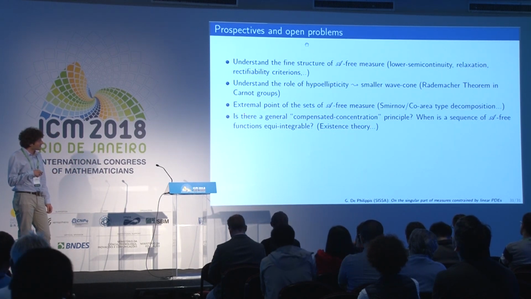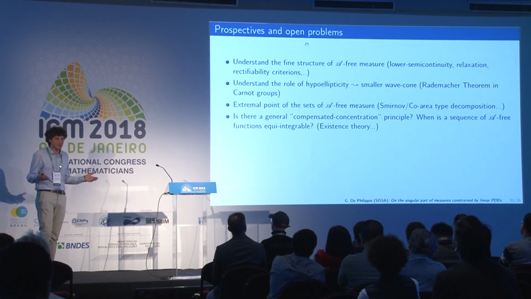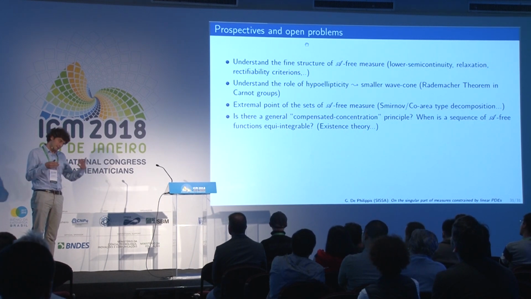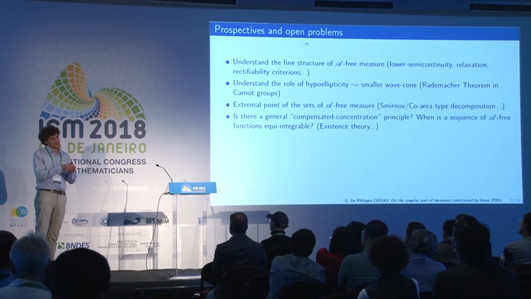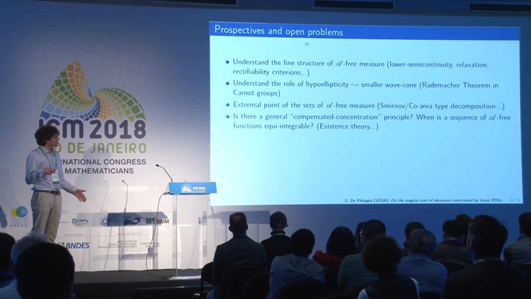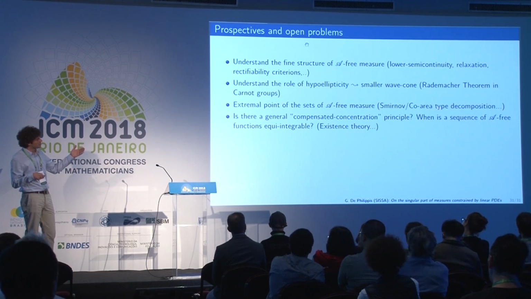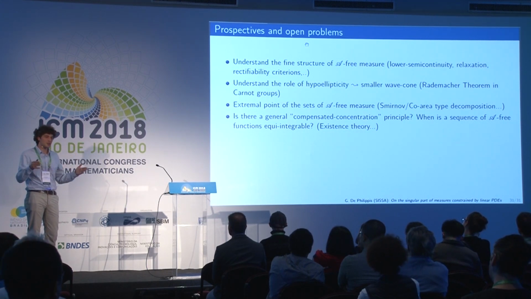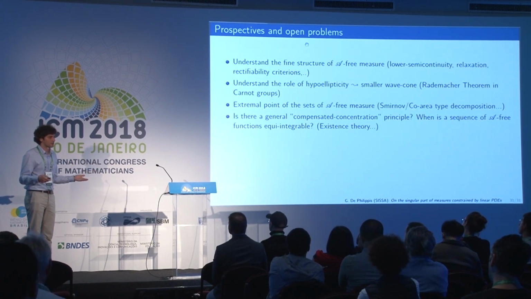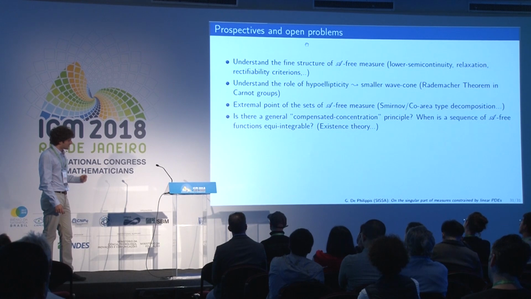The other question concerns the family of extremal points of the set of A-free measures. The set of A-free measures is actually a convex set, so you can look for extremal points. The fact that any point in a convex set can be written as an average of these extremal points is, in the case of divergence-free measures and of gradients, well known by the names of Smirnov decomposition and coarea decomposition. So the question is: is this peculiar to these operators? Can we extend this to other operators? One has to understand the structure of extremal points.